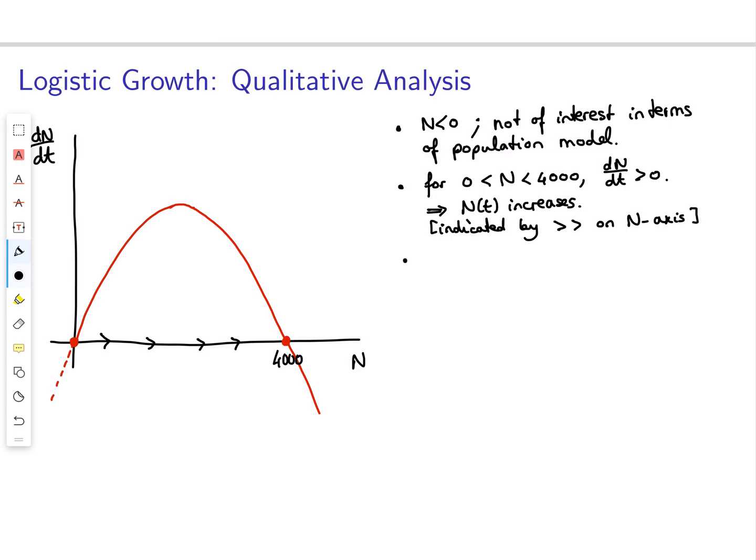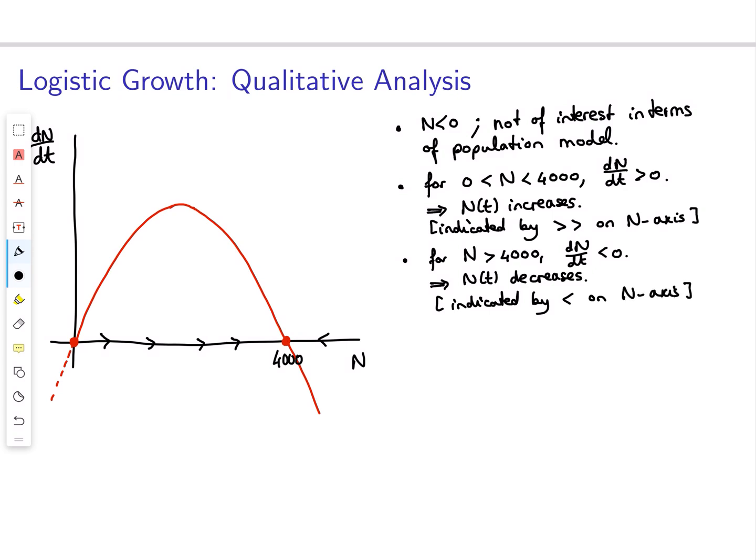Okay, now let's take a look at N being greater than 4,000. So for N being greater than 4,000, we see that the red curve dips below the N-axis. In other words, dN/dt is less than 0. That implies that N of t decreases. And we can indicate that with left pointing arrows on the N-axis. So this is indicated by left pointing arrows on the N-axis.